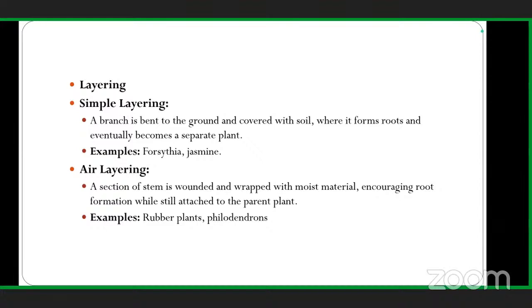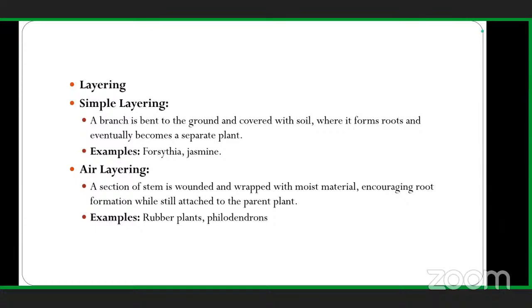Next is air layering. What is air layering? Here a section of stem is wounded and wrapped with moist material, encouraging root formation while still attached to the parent plant. It means plant A is injured by ourselves. We injure the plant and wrap it with some moist material, giving a moist environment, and as a result roots will form while it is still attached to the plant. Later it will be detached from the plant. Examples are the rubber plant and philodendrons.